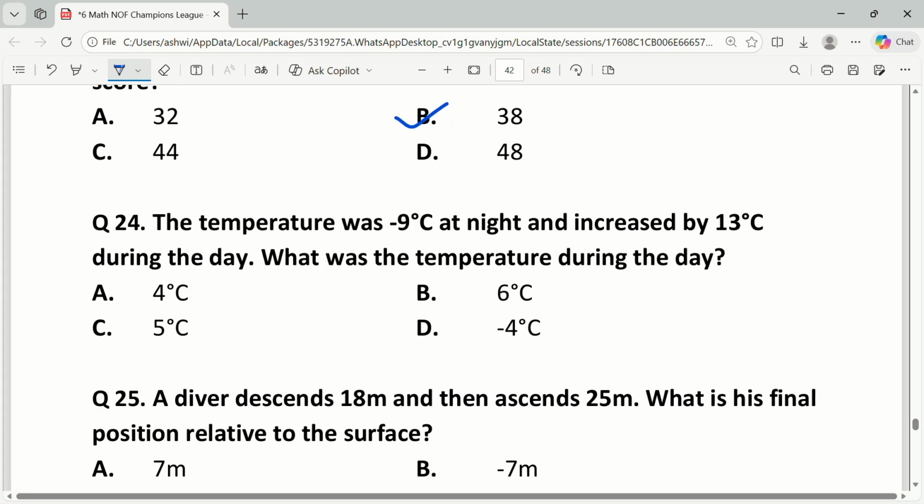Question 24. The temperature was minus 9 degrees at night and increased by 13 degrees during the day. What was the temperature during the day? Temperature during the day is the temperature in night plus the increase, that is minus 9 plus 13, which is equal to 4 degrees Celsius. Comparing with the options, answer is A.